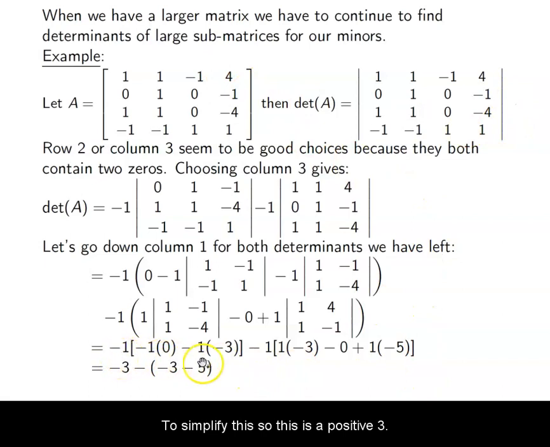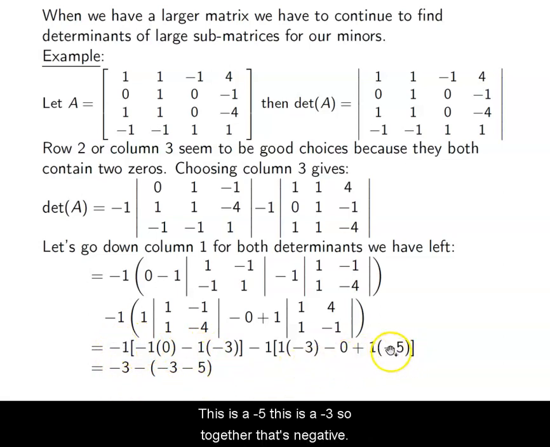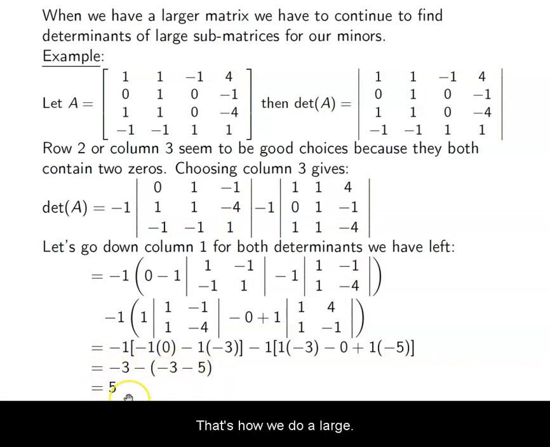And I can just simplify this. So this is a +3. This is nothing. +3 times a -1 is -3. This is a -5. This is a -3. So together, that's -8 times a negative, right? So I have +8 here, -3. I'm going to add those. This turns into +8. This turns into -3. +5 left.